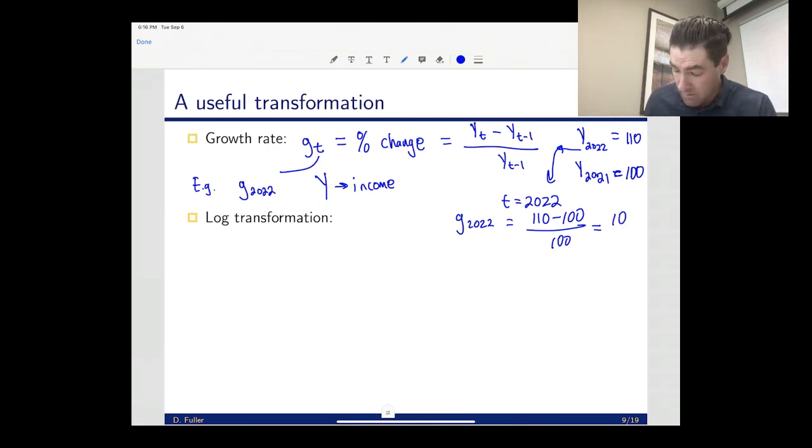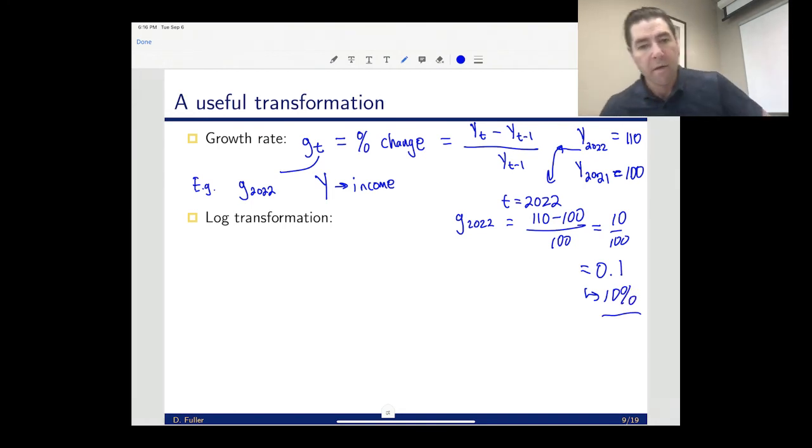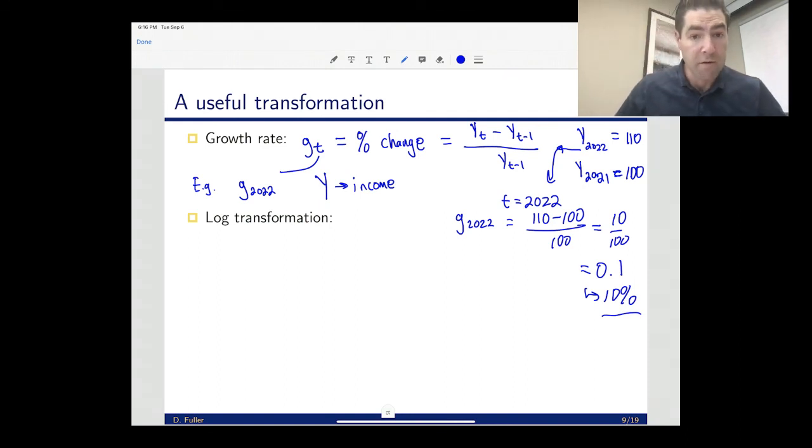which is going to be 10 over 100, which is equal to 0.1, or as we often say, that's a 10% growth rate. So income, in this case Y, increased by 10% from 2021 to 2022. So despite all of the subscripts and letters and all that stuff, growth rate is pretty easy to calculate, right? Simply the percent change in the variable.